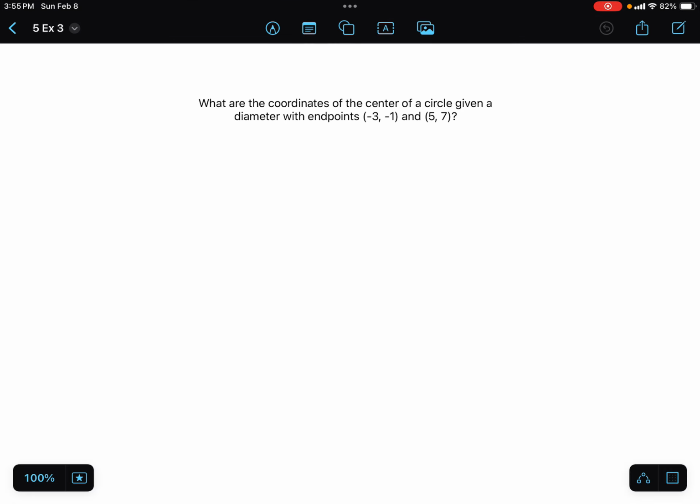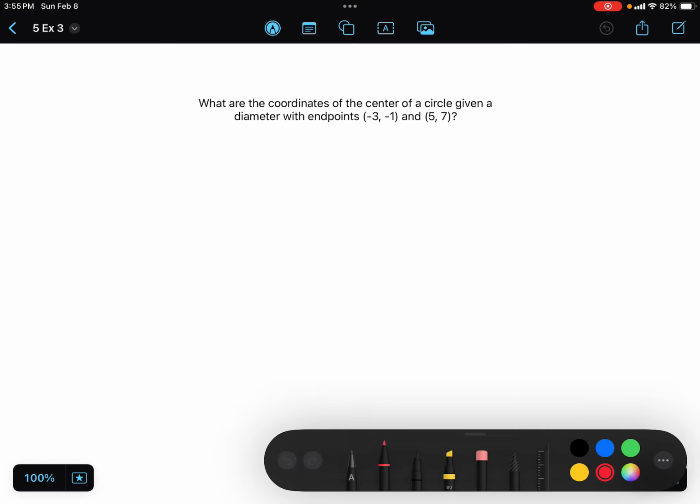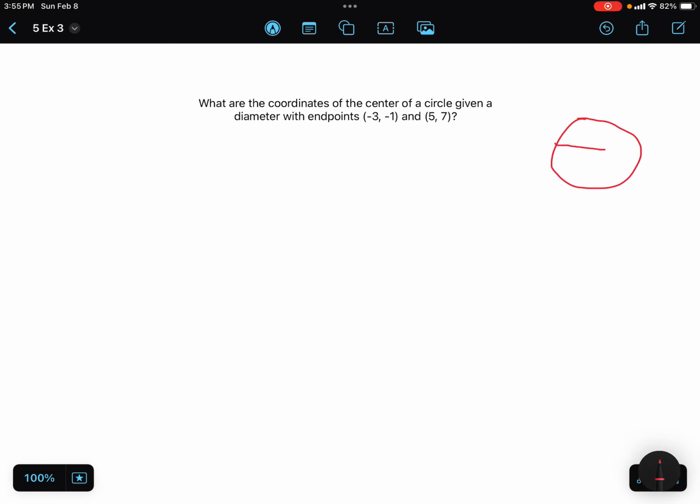Final example here, what are the coordinates of the center of a circle given a diameter with endpoints -3, -1, and 5, 7? So again, here's our diagram, and the center of a circle is the midpoint of the diameter. We know these two lengths have to be the same. They are radii coming together to make the diameter, but that is the midpoint. So we're going to use the midpoint formula here.